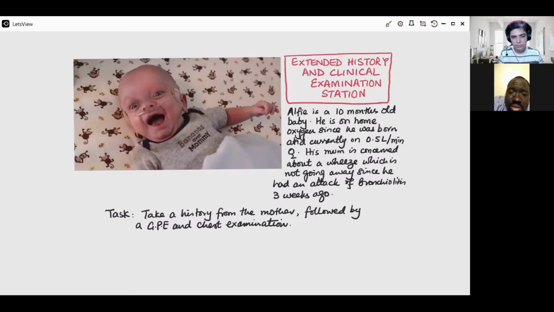I look at Alfie's hands to check for pallor. What are you looking for in Alfie's hands? I want to see if they're pink.